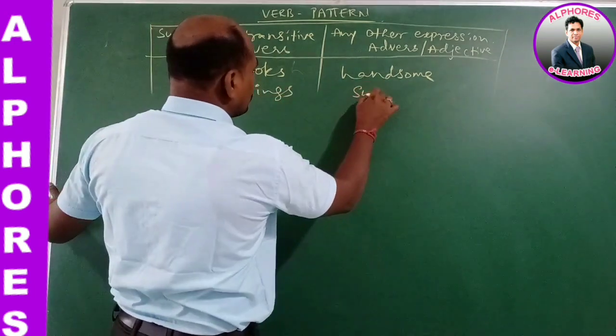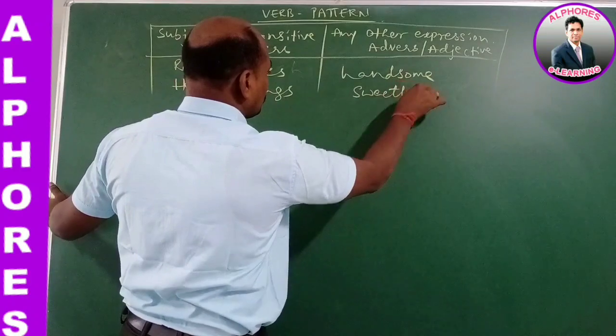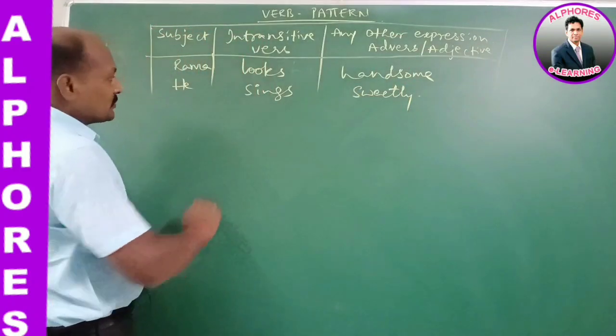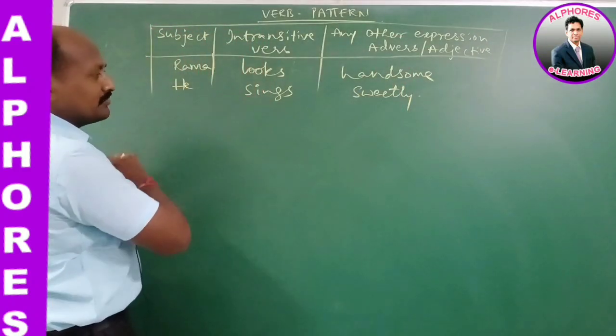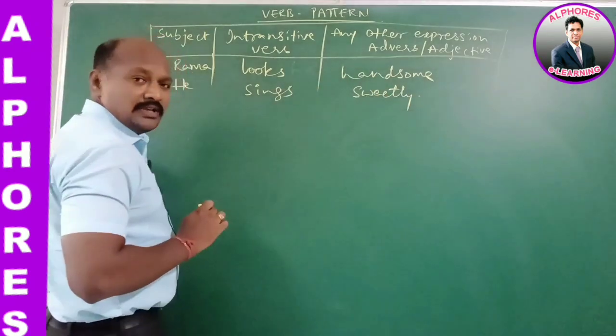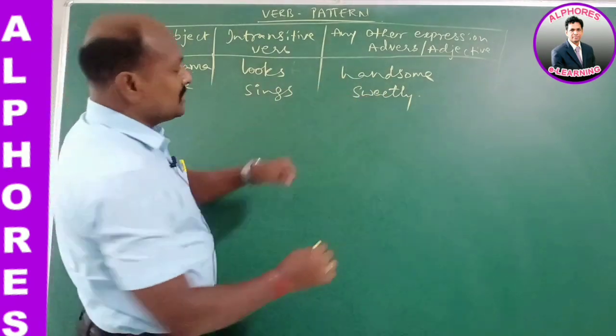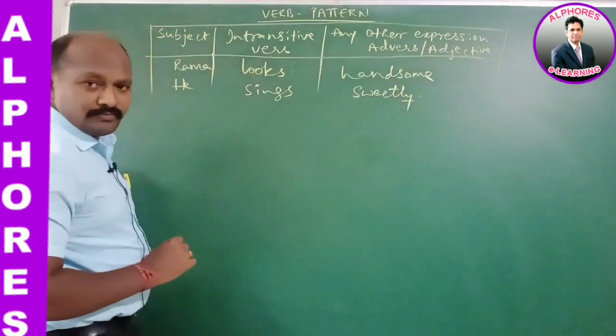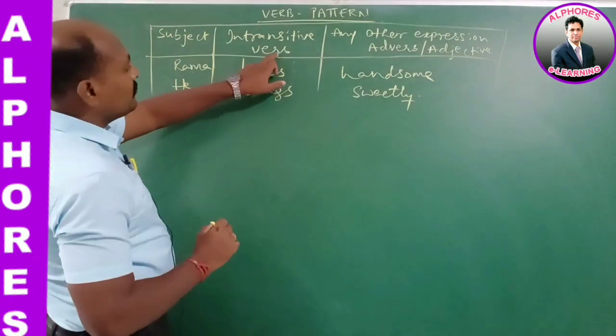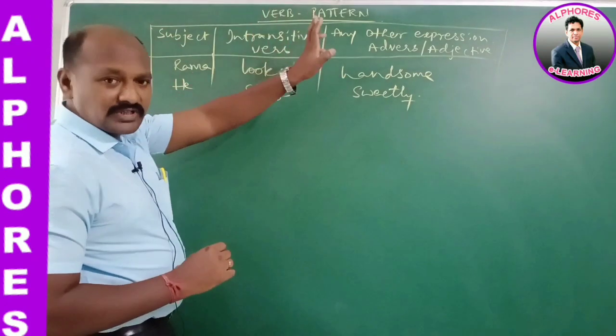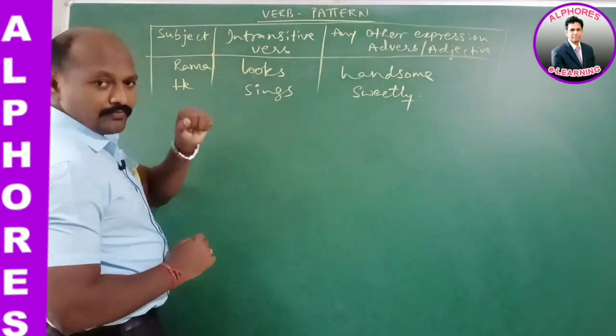He sings sweetly. So he is the subject, sings is the verb, and sweetly cannot be an object; it works like an adverb. In this way, a verb which does not have any object is called an intransitive verb.